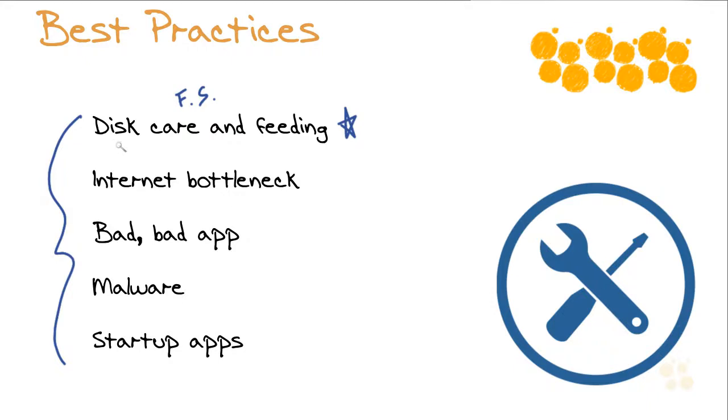But when I say disk care and feeding here, I'm talking about removing those temporary files, keeping the disk nice and clean, going through the disk optimization, and Windows will typically do this for us now just beautifully on an automated schedule. Making sure that we're checking the disk for errors and things of that nature. A lot of times we find that users are complaining about the performance of their system, and it's actually some issue with their internet connection. So let's make sure that the internet isn't the bottleneck.